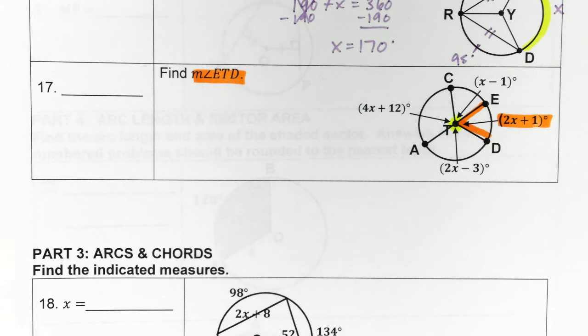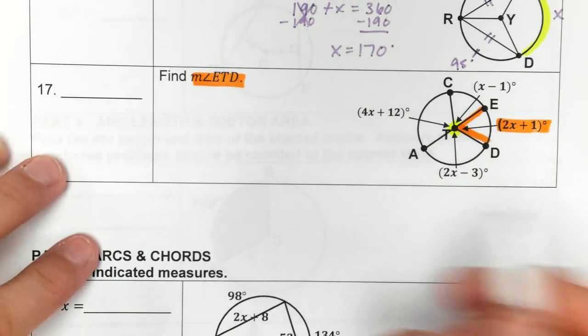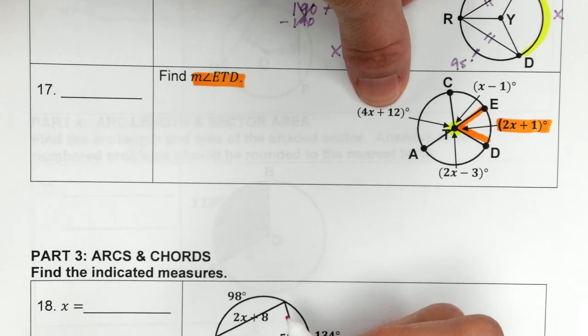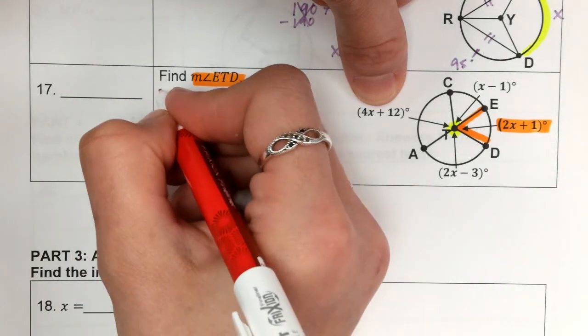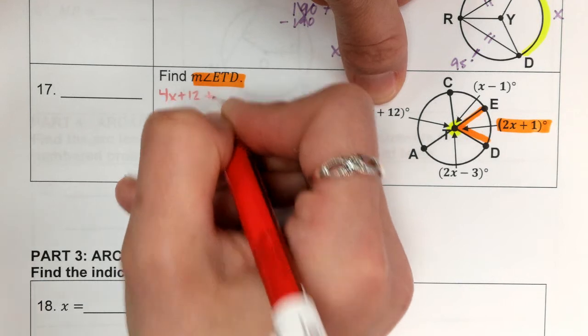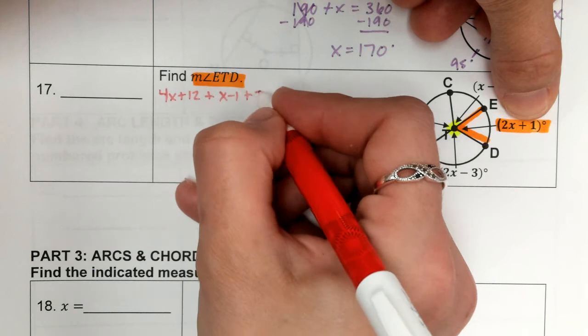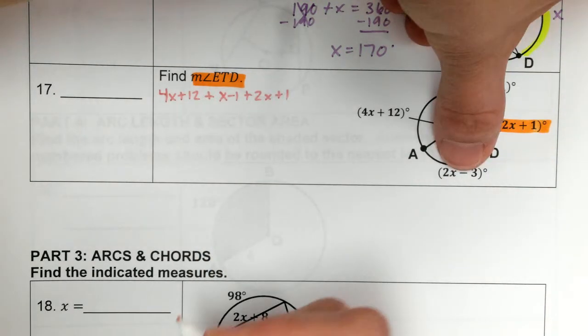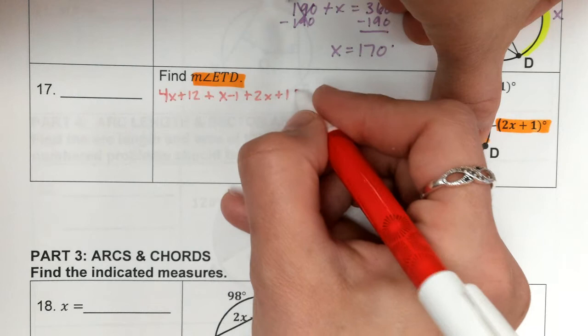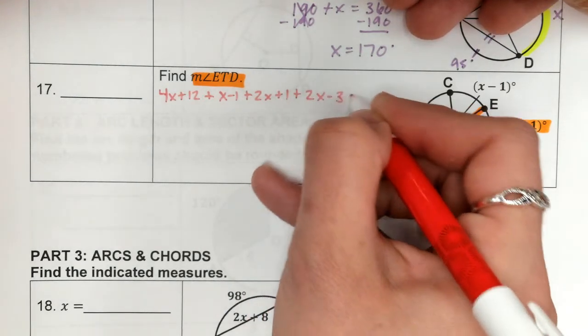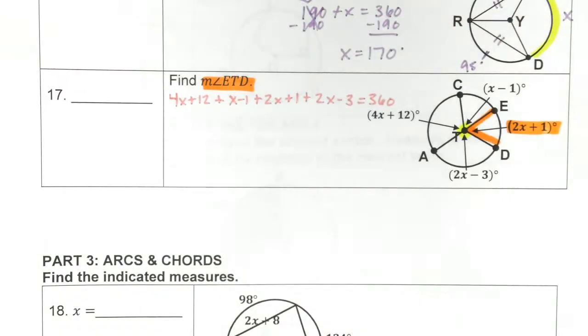I'm going to take all of these algebraic expressions and add them together. I like to put my finger on it so I don't lose track. I've got 4x plus 12, plus x minus 1, plus 2x plus 1, plus the last one, because there are only 4 of them, 2x minus 3, all equal to 360 degrees. I need you to pause this, combine your like terms, and do the algebra on your own. Pause. All right, welcome back. I know that you did it all on your own.